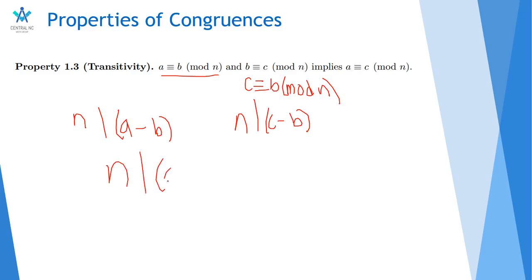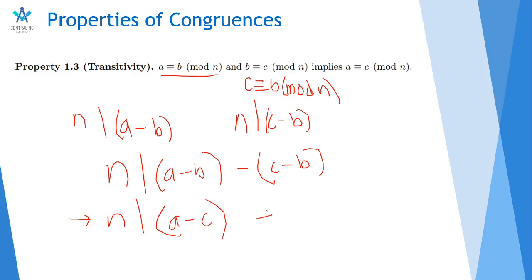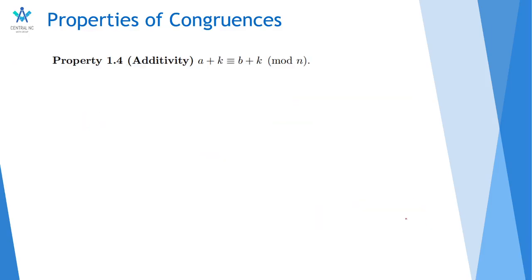So we have n divides (A minus B) minus (C minus B). This returns A minus C since the B's cancel. So we have n divides A minus C, which tells us that A is congruent to C modulo n. All right, let's go into some other properties here.